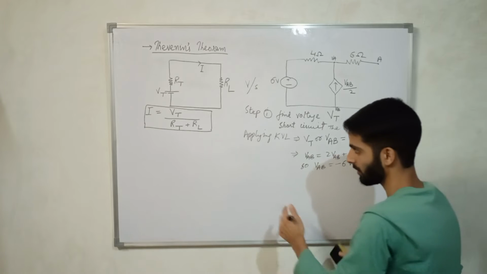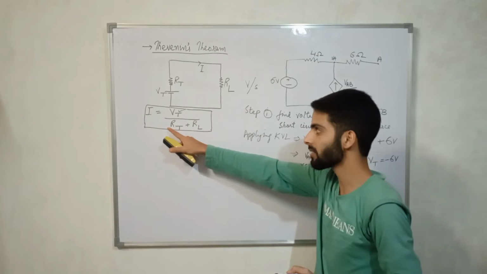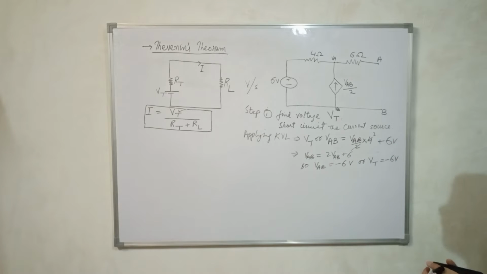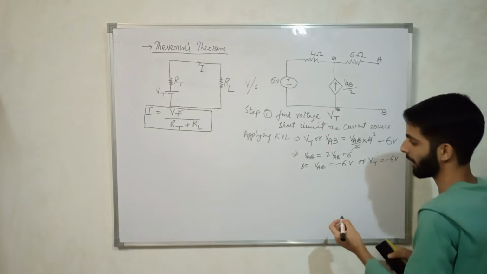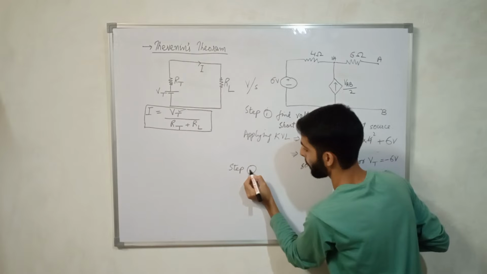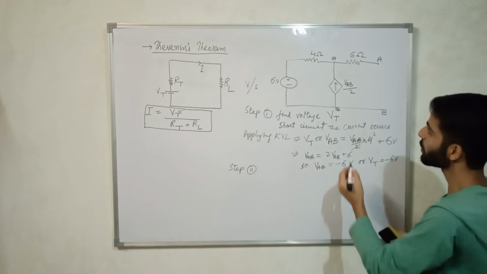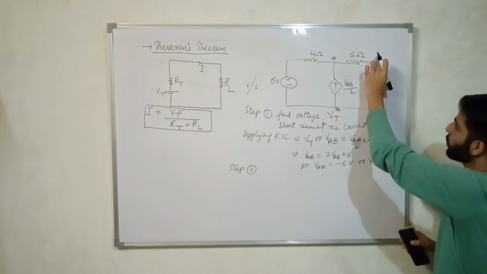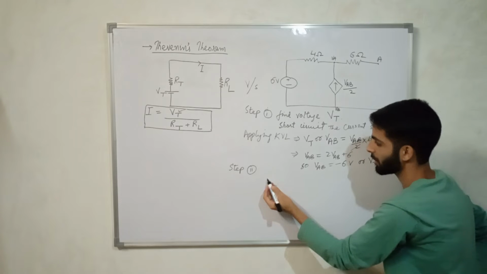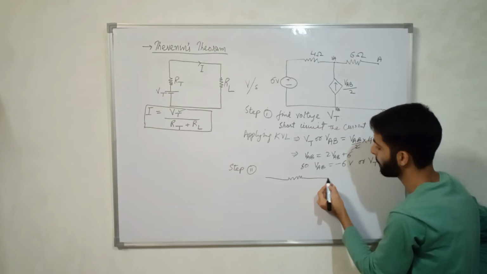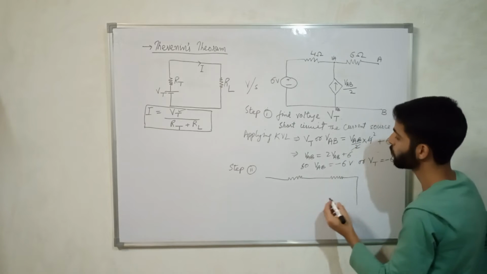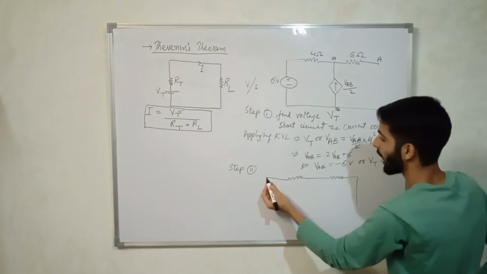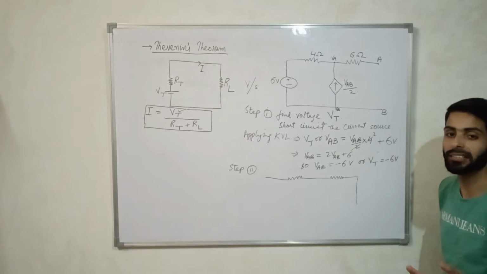What do we have to find next? This thing has been done. The next thing that we have to find is RT and this current I. Okay, so in order to find this current I, we shall perform step two. We shall be short circuiting those two terminals, and then we shall be open circuiting, at the same time, this current source, and we shall only keep a voltage source here so that we may get the current.